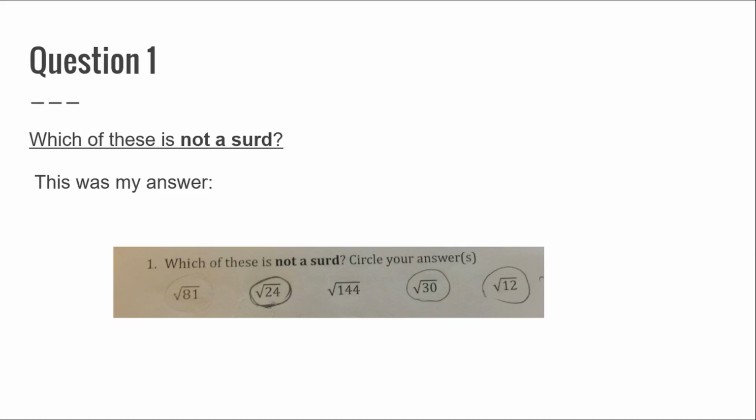Question 1. Which of these is not a surd? The answers available are square root of 81, square root of 24, square root of 144, square root of 30, and square root of 12.